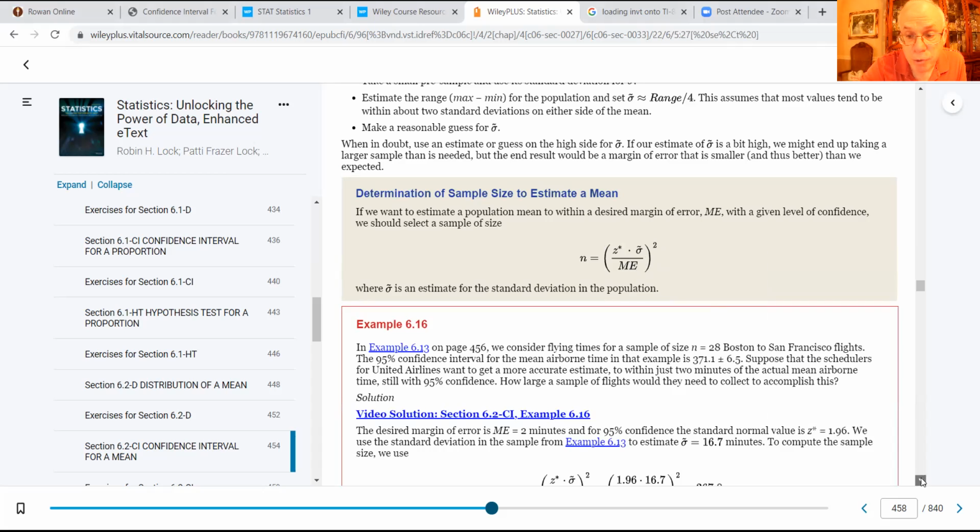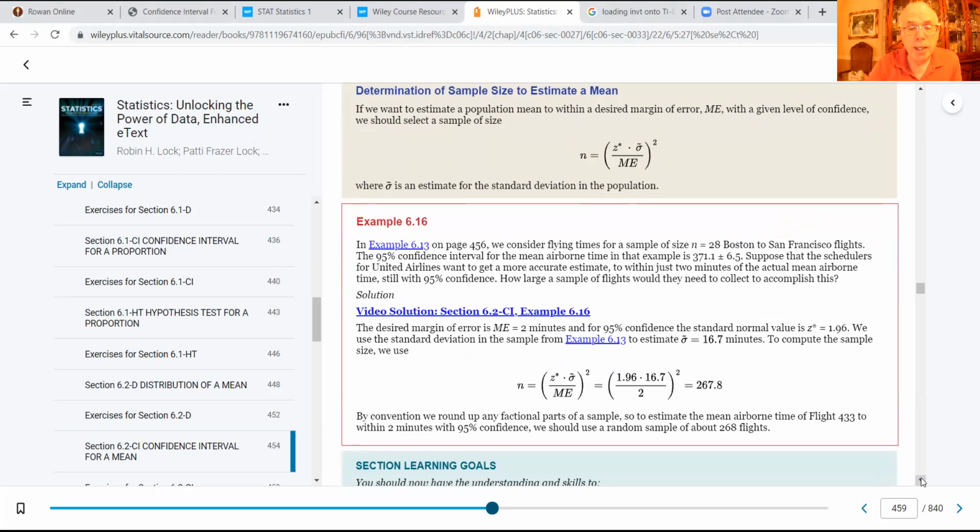So here's an example. I guess we're going back to this problem with the flights from Boston to San Francisco. Suppose we want to calculate our minimum sample size, and we have a certain requirement. Number one, the requirement is we want to calculate a 95% confidence interval. We already should know what that z is for 95%. We know it's 1.96.